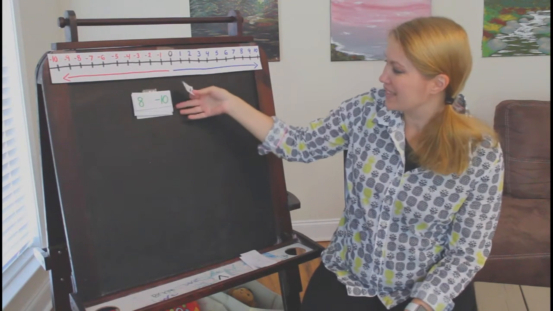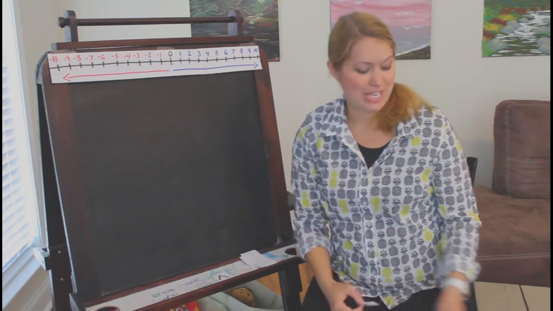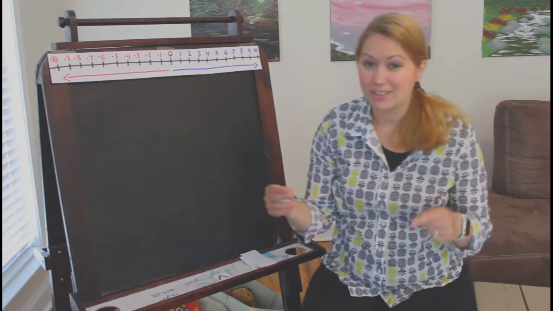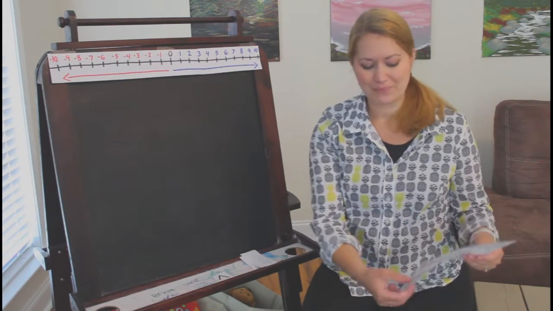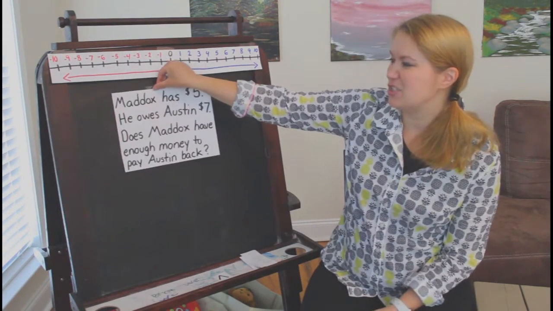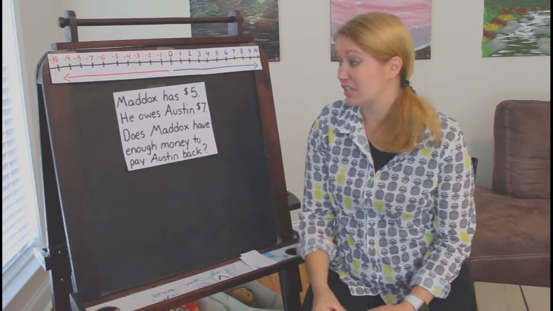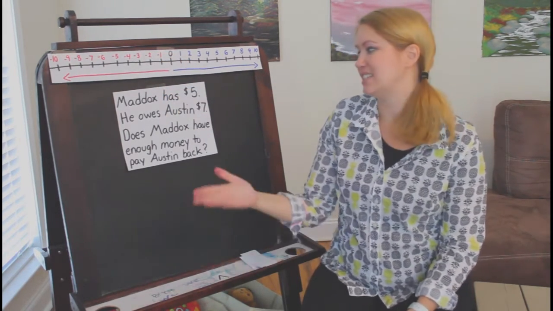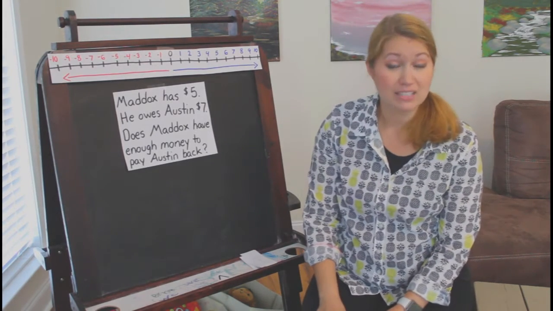Good job. It's hard to think about the numbers as being greater than or less than each other when they look so close. But let's look at it in a story form. Maddox has $5 and he owes Austin $7. Does Maddox have enough money to pay Austin back?